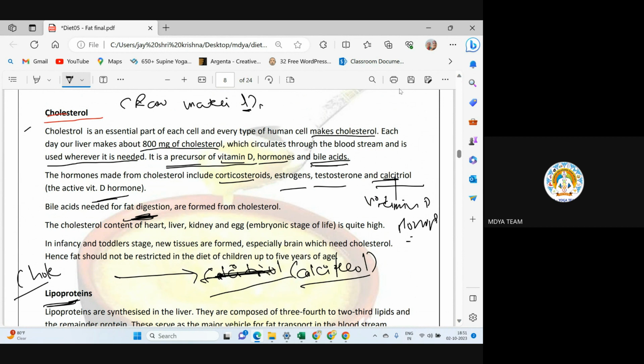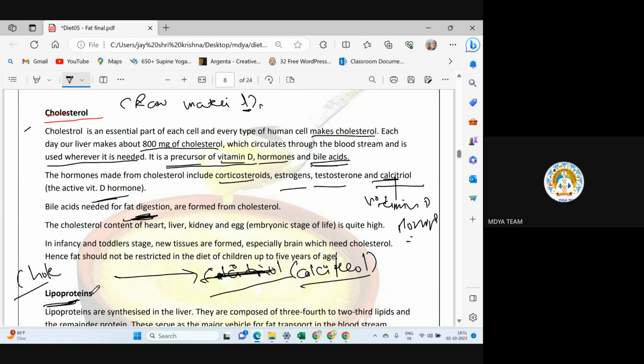Just don't try to mix up all these things. Don't get messed up with all these things. Just remember function of each and every fat. Like again, I am repeating about cholesterol. Cholesterol is made up by liver. Some of the cholesterol we also intake by diet. And cholesterol is precursor of vitamin D, hormones, and bile acid. Cholesterol is very much important in infant stage and in toddler stage.